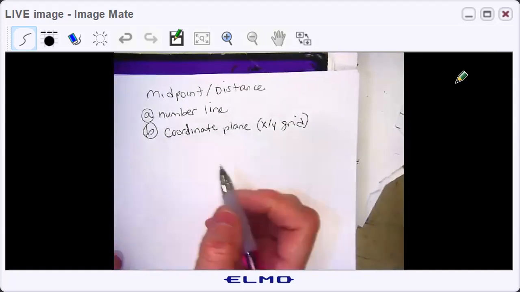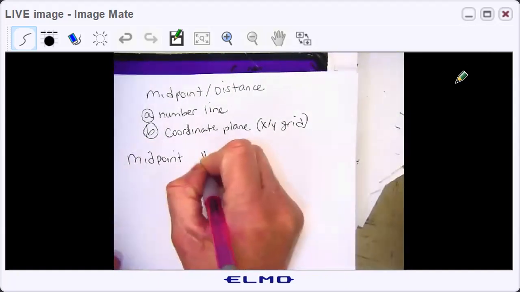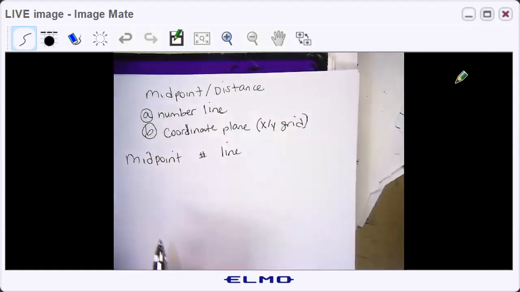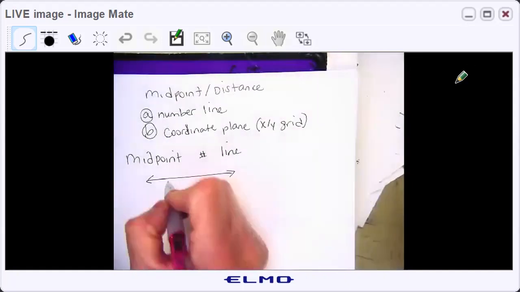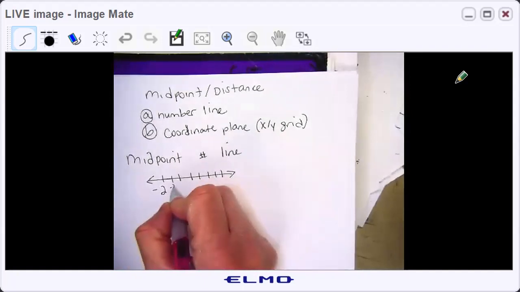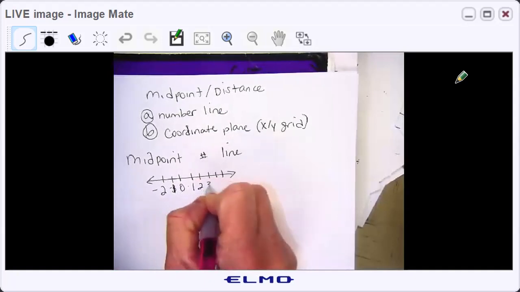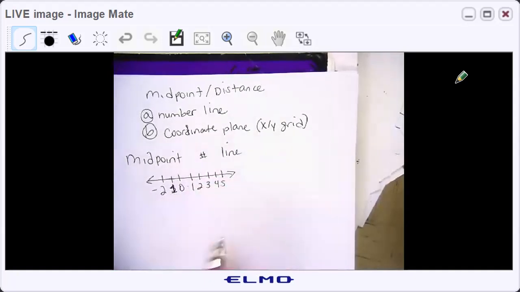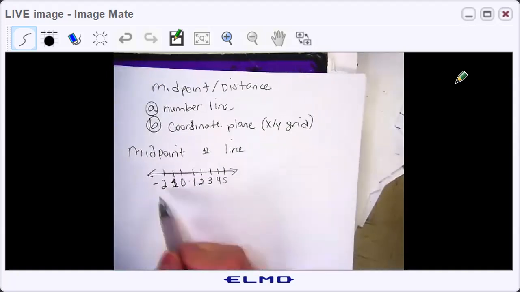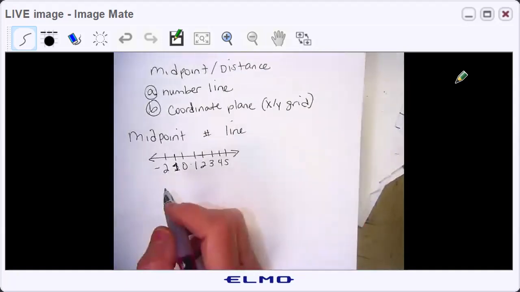So let's first talk about midpoint. We're just going to do part A first, midpoint on some number line. The number line, remember, is just a list of numbers. It can start anywhere, like negative 1, 0, 1, 2, 3, 4, 5. So the numbers can start anywhere. We always put the smaller numbers on the left, however, and then they're going to pick out 2 points and ask you to either get the distance or the midpoint.